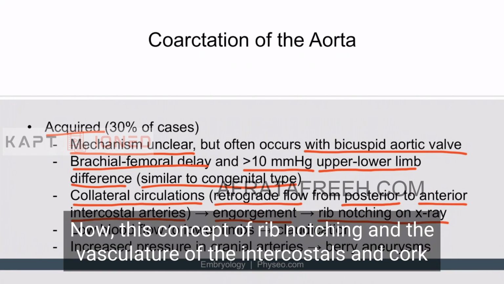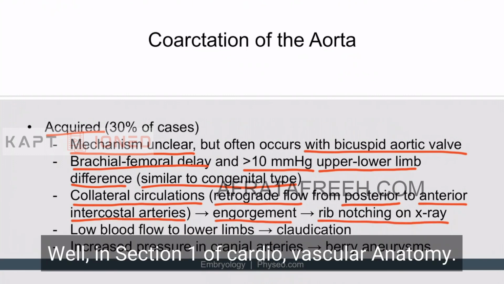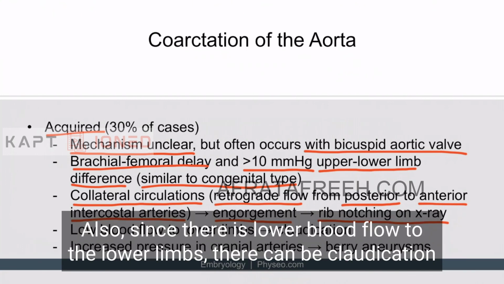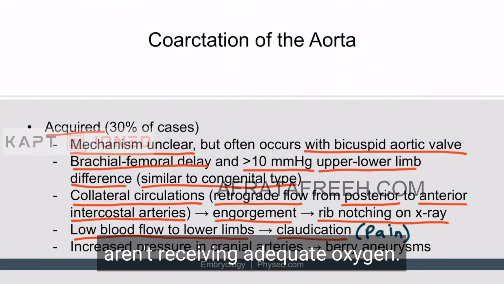on an X-ray. Now, this concept of rib notching and the vasculature of the intercostals in coarctation is discussed in great detail in section 1 of cardiovascular anatomy. Also, since there is lower blood flow to the lower limbs, there can be claudication of the legs, which is ischemic pain when walking and running because the muscles aren't receiving adequate oxygen.